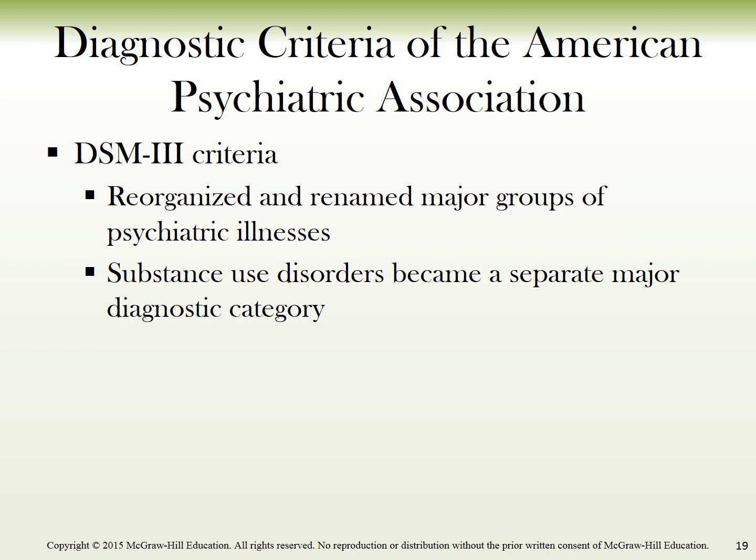And so the chapter describes some of the evolutions that have occurred between DSM-3, 4, and 5. DSM-3 criteria were really an attempt to both reorganize and rename some major groups of psychiatric illnesses. It was a shift from the previous classification system that was used in the DSM-2. What was significant is that it recognized for the first time, and put substance use disorders as a separate major diagnostic category. So they were recognized as a unique mental illness or behavioral health disorder in and of themselves.